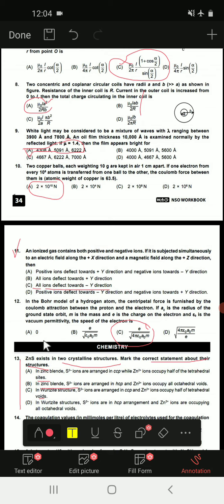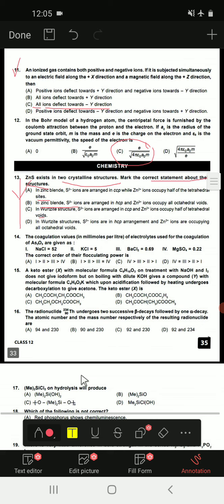Question number 13, the correct answer option is A. That is, zinc blende: S2- ions are arranged in CCP while Zn2+ ions occupy half of the tetrahedral sites. After that, we are moving to question number 14.